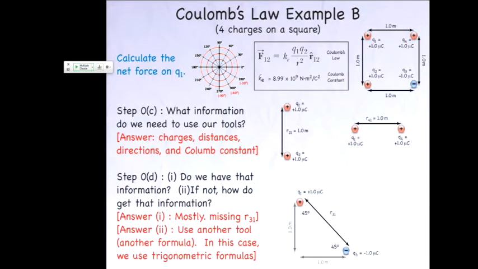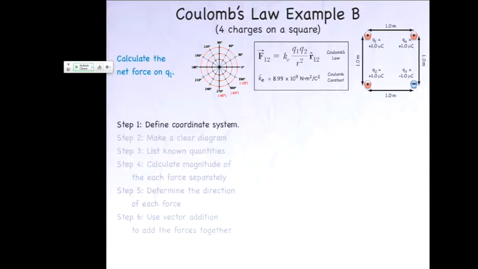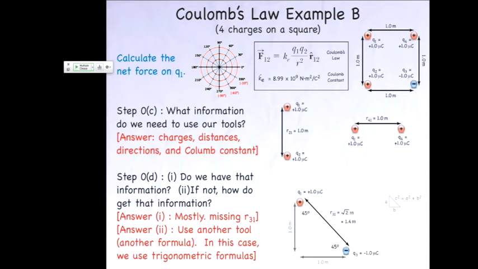We say, okay, well, I know I'm going to need R13, and I know trigonometry, so I can figure out x squared plus y squared is equal to z squared. So now I have R31, just using a little bit of Pythagorean theorem. So now you look back and say, yes, I have everything I need, so now it's just plug in.